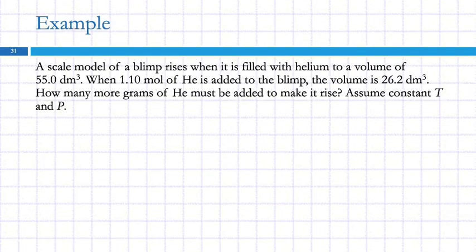Okay, here's another one. This is a little different. A scale model of a blimp rises when it is filled with helium to a volume of 55 cubic decimeters. That's an odd volume unit. When 1.1 moles of helium is added to the blimp, the volume is 26.2 cubic decimeters. How many more grams of helium must be added to make it rise? Assume constant temperature and pressure.